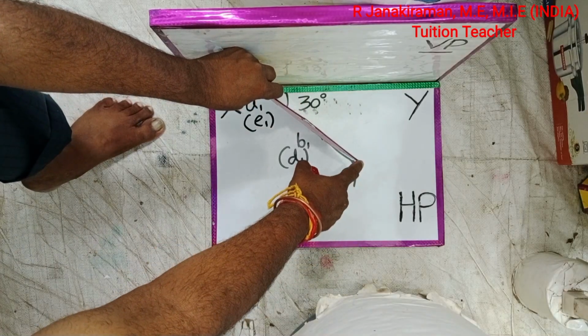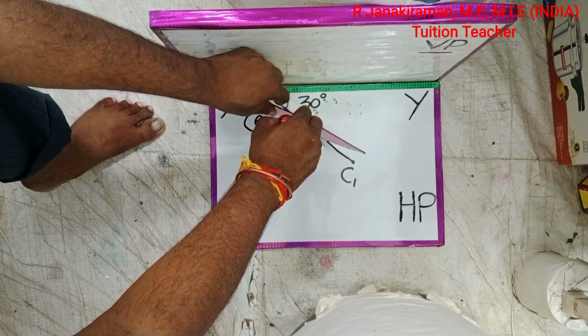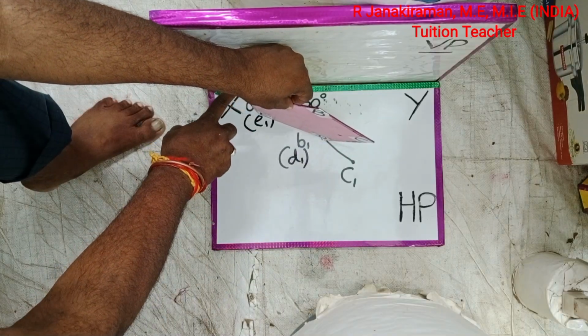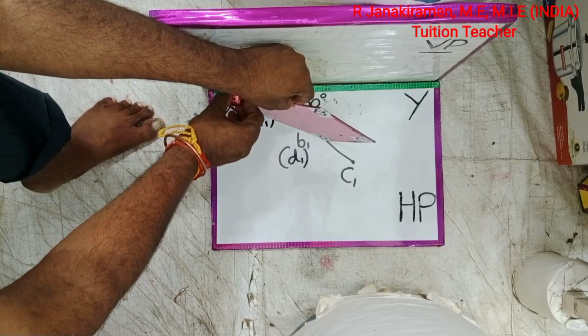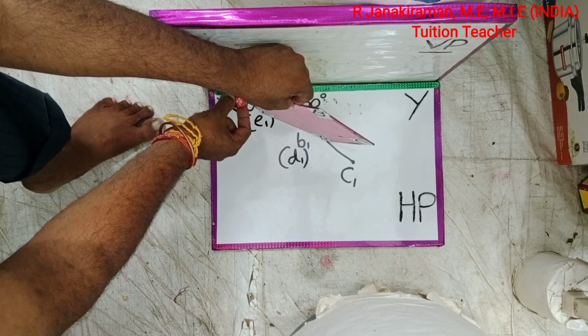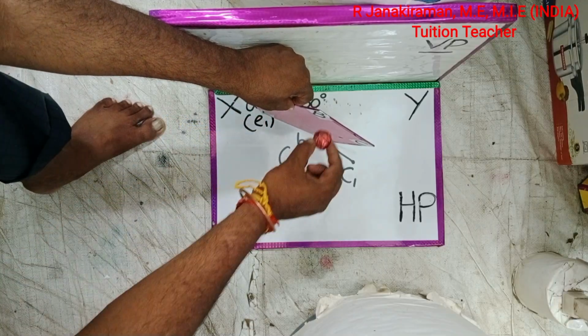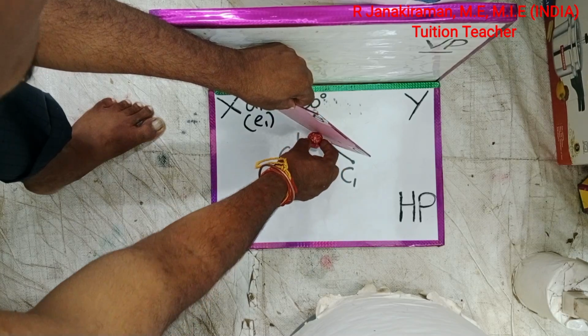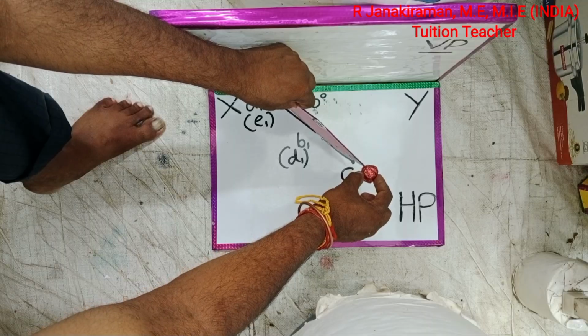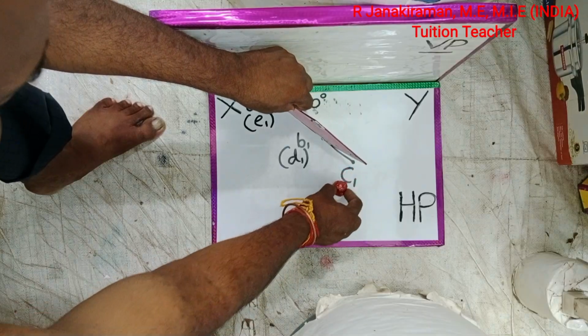This is point C, this is B, and the extreme left will be point A. A and E are lying on the same projection line. The point A is projected, and merged with A will be E, put in bracket. B is projected on the horizontal plane, and merged with B will be D, put in bracket. Similarly, point C is projected and marked as C suffix 1.